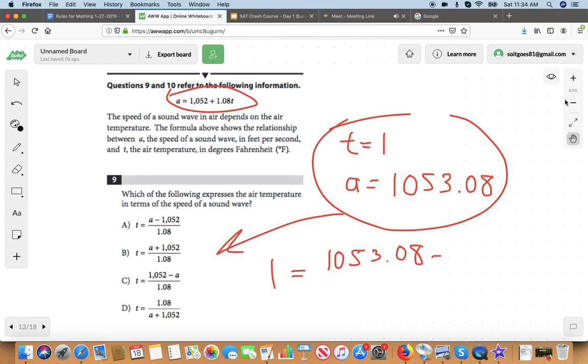minus 1052, over 1.08. Does that give me a true statement? Plug it into your calculator, man. Use it. So 1053.08 minus 1052 and then divide. So that would just be 1. Right, so we got a true statement on the right-hand side? Okay. Good. All right, so that works. Let's leave A. What about B? Do I get a true statement? Okay, so it's A plus that.